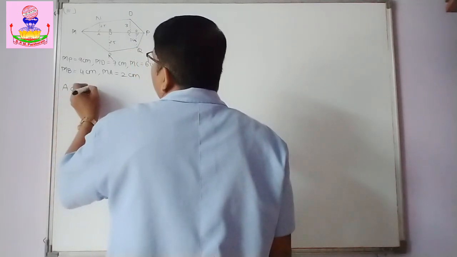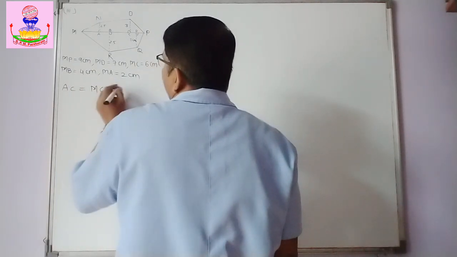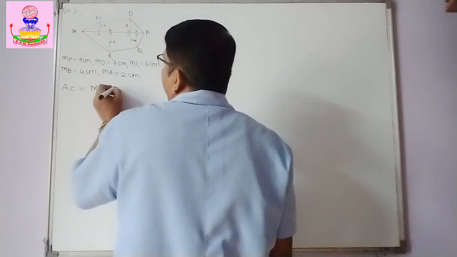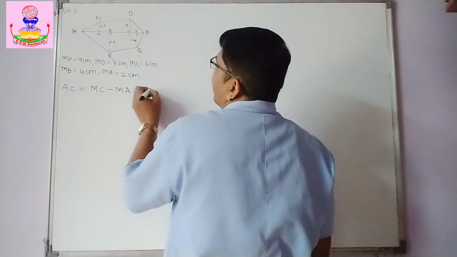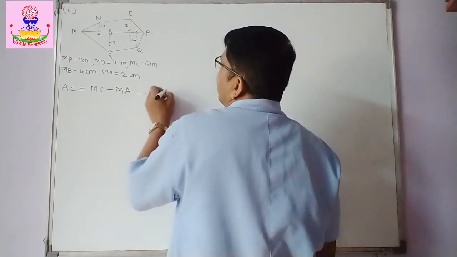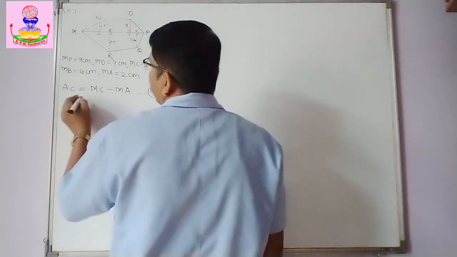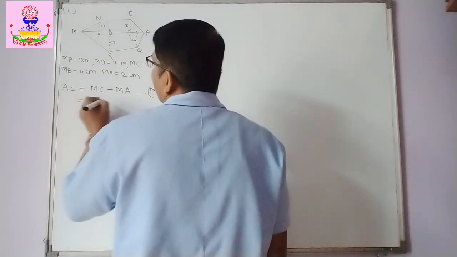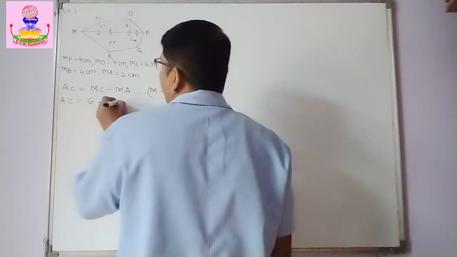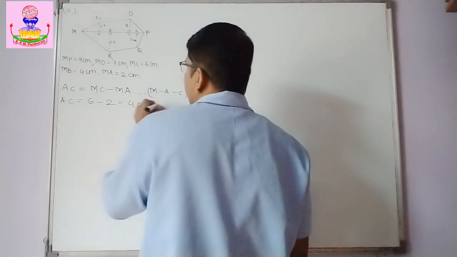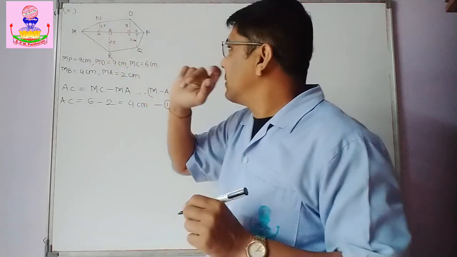AC is equal to MC minus MA. Reason: M-A-C. What is MC? MC is 6. What is MA? 2. So AC is equivalent to 4 centimeters. Okay, so I got AC.